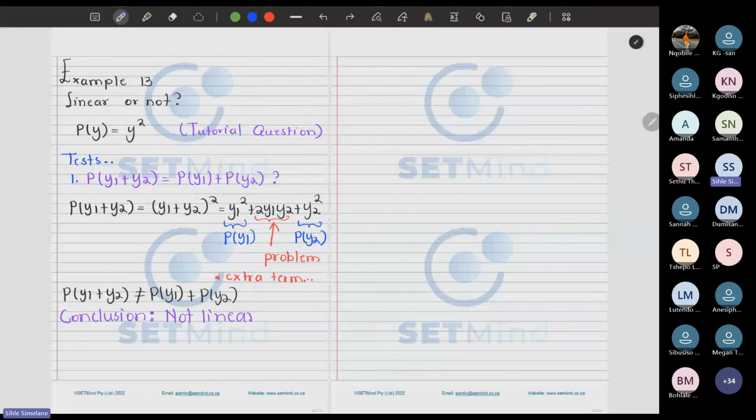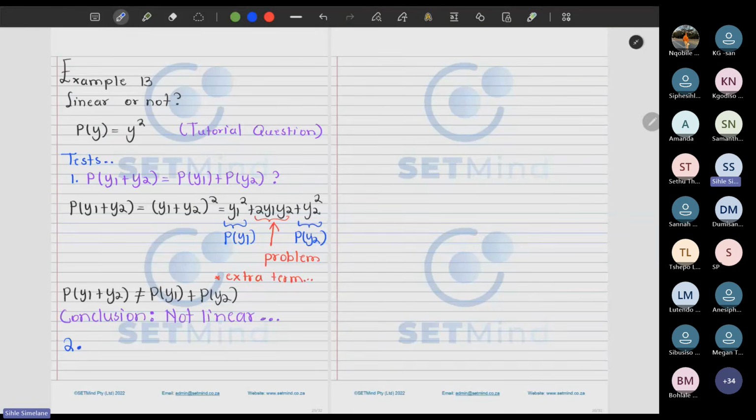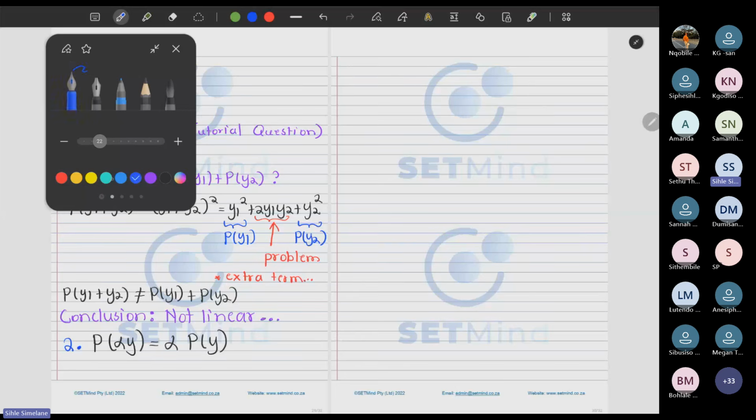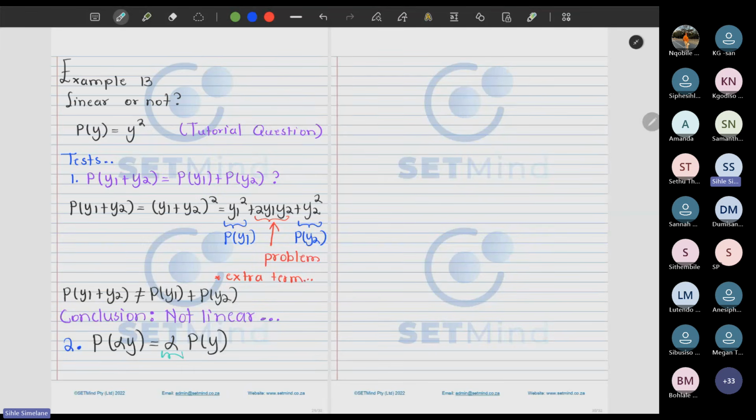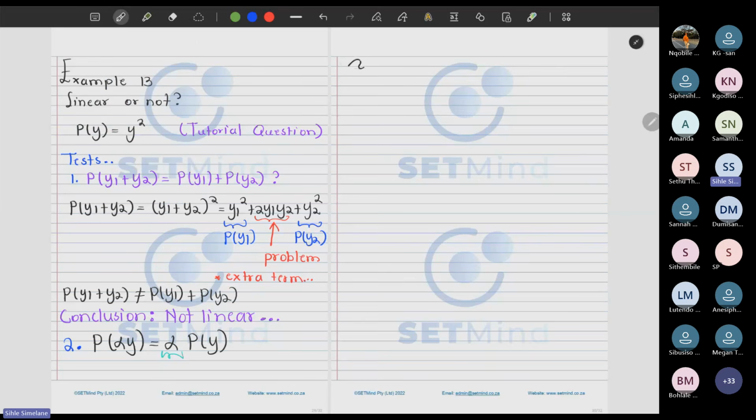But let's have a look at test number 2. For test number 2, what we require is that if I have P of alpha y, I'm expecting alpha P of y. The scale factor should be able to come outside. Let's give it a try. I'm given P of y equals y squared, so I'm going to have P of alpha times y. On the right-hand side, wherever there's y, I put in alpha times y, squared. Then I have alpha squared times y squared.